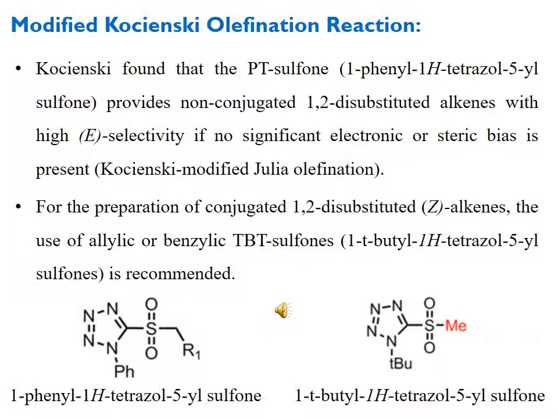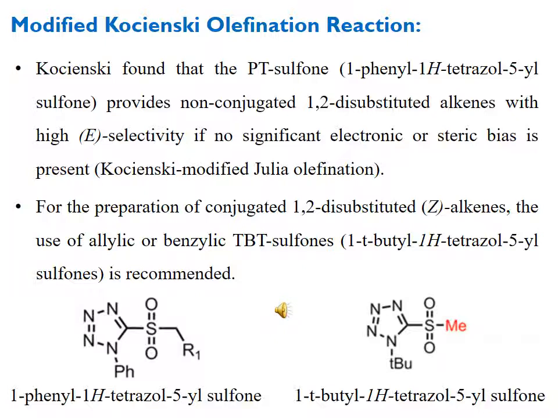Secondly, for the preparation of conjugated 1,2-disubstituted Z alkenes, the use of allylic or benzylic TBT sulfones was recommended. TBT means 1-tertiary-butyl-1H-tetrazol-5-yl sulfones. That is, by using PT sulfone we get the E-selective alkene, and by using TBT sulfone we get the conjugated 1,2-disubstituted Z alkene. So the change of this aryl group has a remarkable effect on the nature of the product, yield, etc.